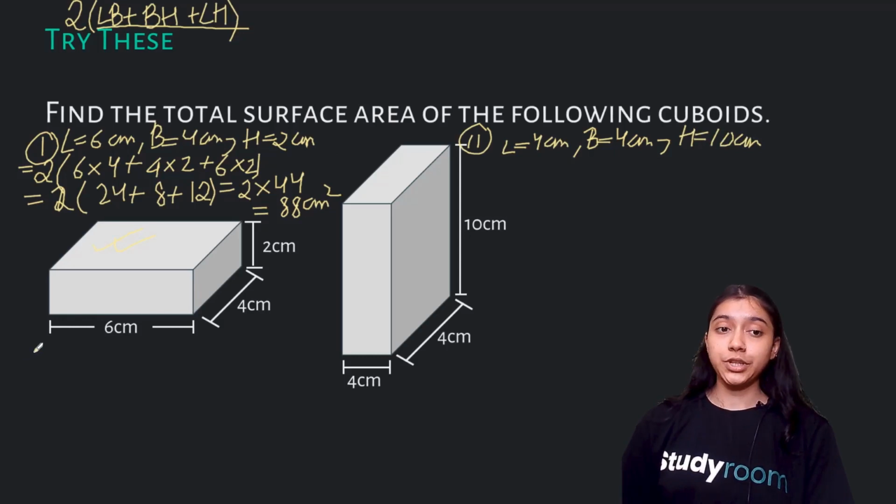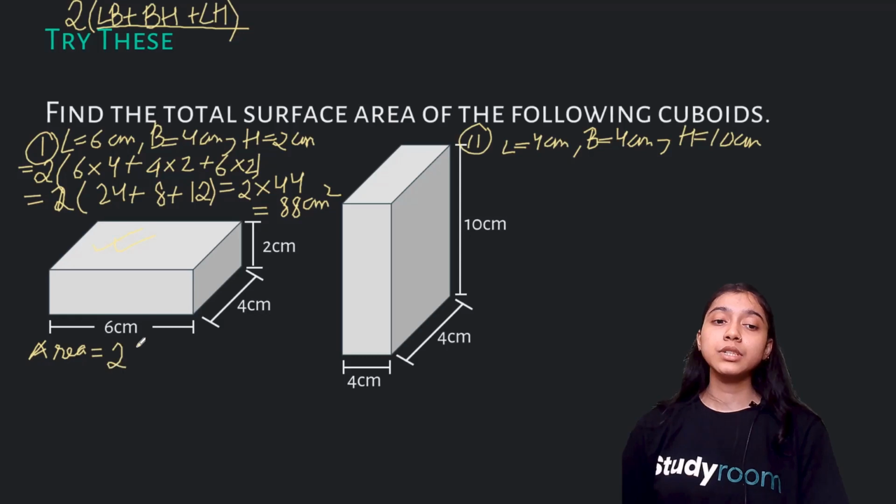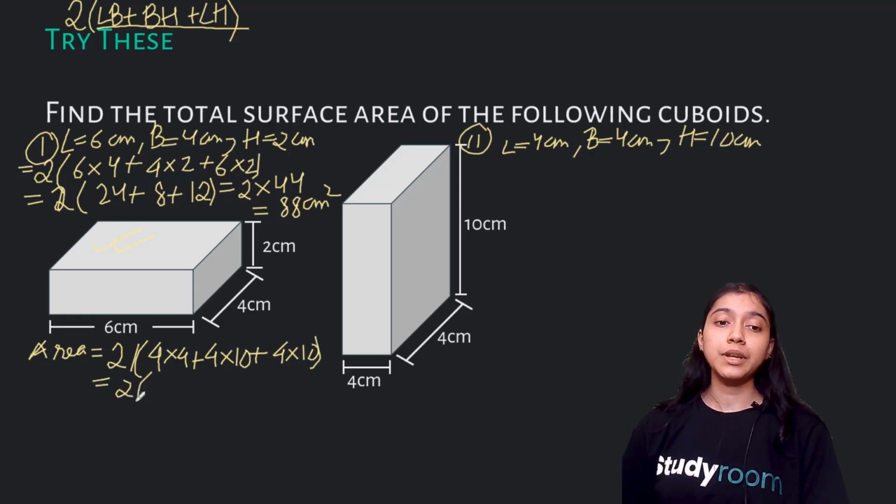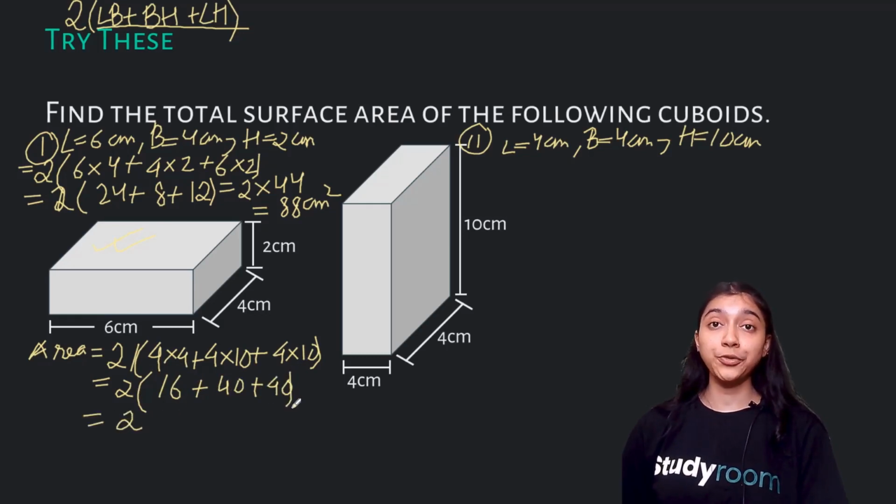So I'm writing over here, the total surface area of this cuboid 2 will be equal to 2 times length multiplied with breadth, that is 4 multiplied with 4, plus breadth multiplied with height, that is 4 multiplied with 10, plus length multiplied with height, that is again 4 multiplied with 10. So this gives us 2 multiplied with 4 into 4 gives us 16. 4 times 10 gives us 40 and again 4 times 10 gives us 40. Adding all of them up, we get 16 plus 40 plus 40, that gives us 96.